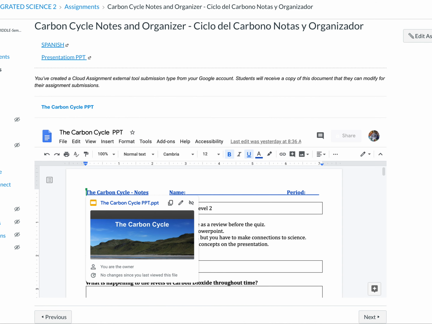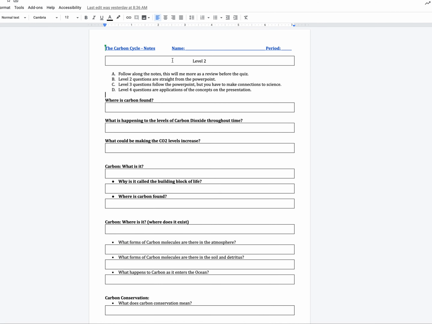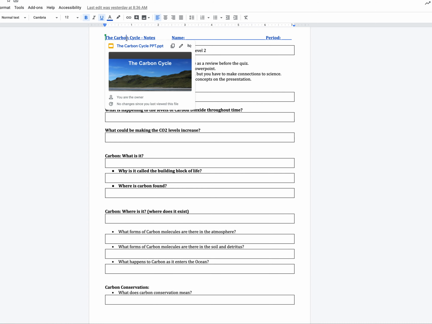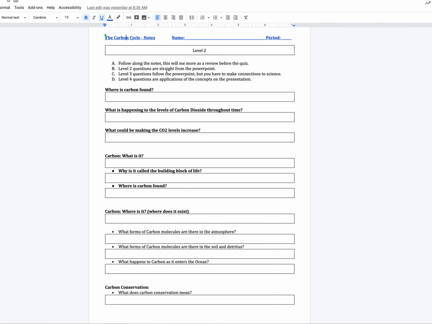So right here is the assignment. If you click on it, it will take you to the assignment. It says follow along the notes. The notes are right here. You can just start right there. And then it says this will be more as a review before the quiz. So we're going to take some time to review because the carbon cycle unit was pretty long. It covers both molecules and energy.